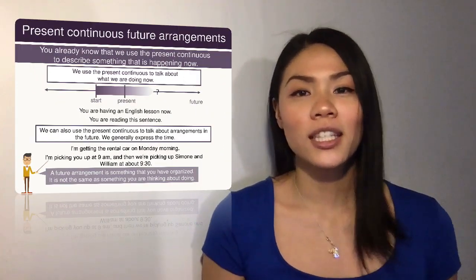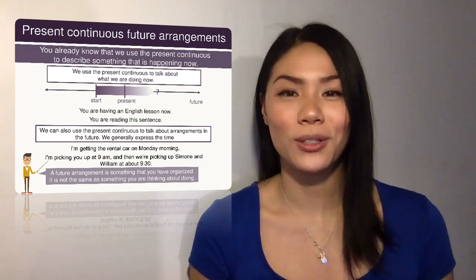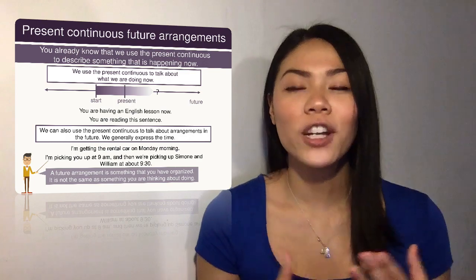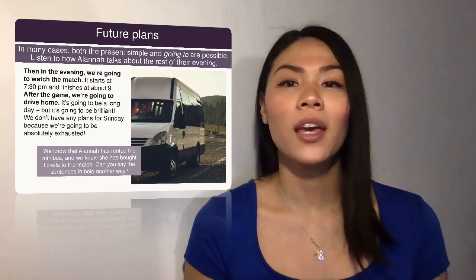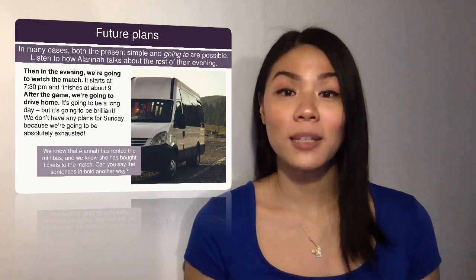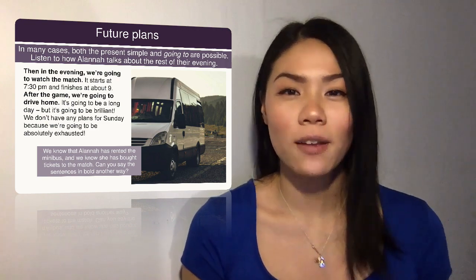The difference is that in the A2 module, you were talking about future plans and going to with your students. Now, future arrangements is more about expending a certain amount of time and energy and money into something. With future arrangements and present simple, you're using the expression of time.